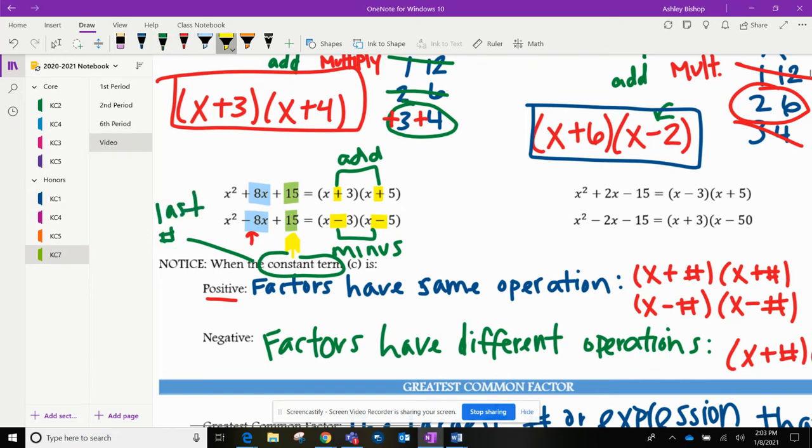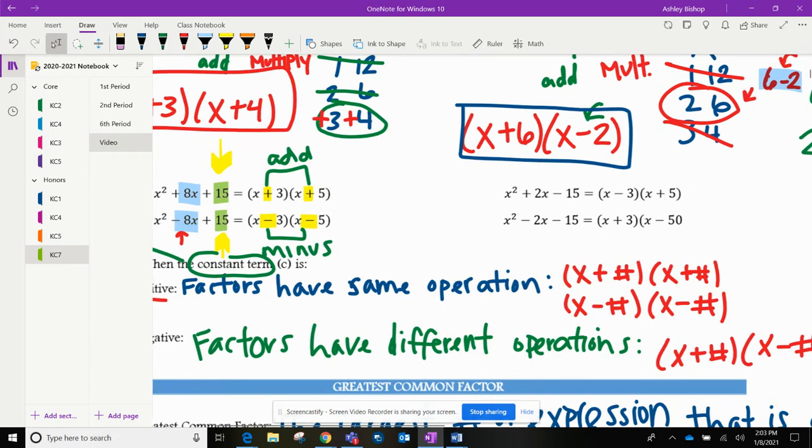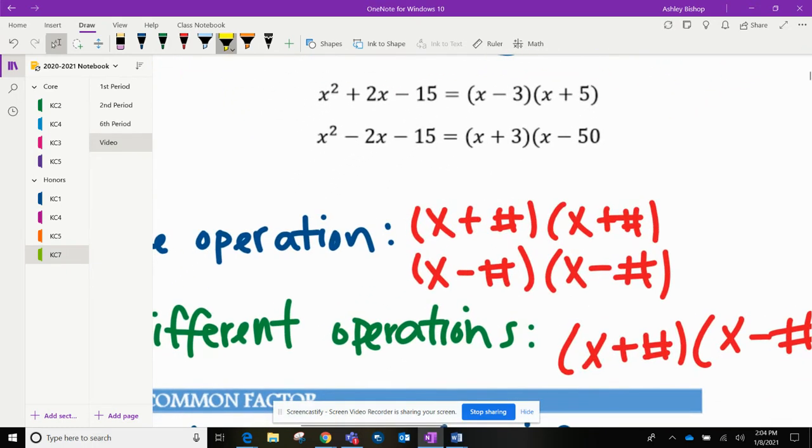So when the last number in my equation, in this instance my positive 15, is positive, the factors have the same operation. So you'll have something that looks like this, x plus a number and x plus a number, or they'll both be subtraction, x minus a number and x minus a number.